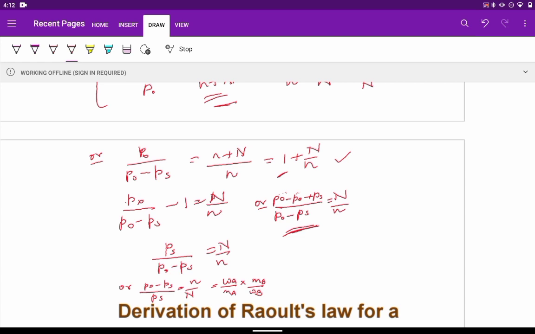So what is small n? WA by MA. And what is capital N? That is WB by MB. So when we divide, it means multiplying by its reciprocal, so it becomes WA by MA into MB by WB.